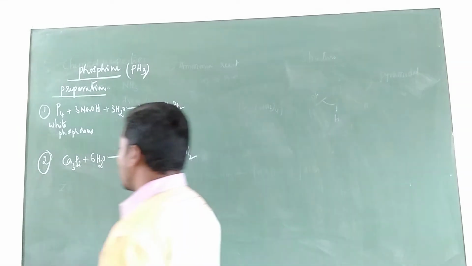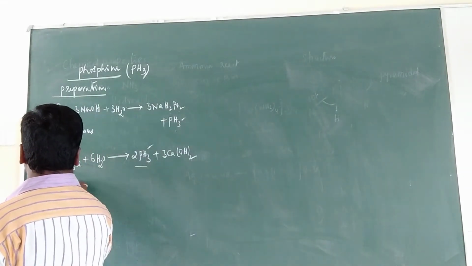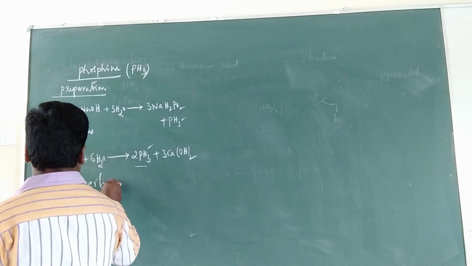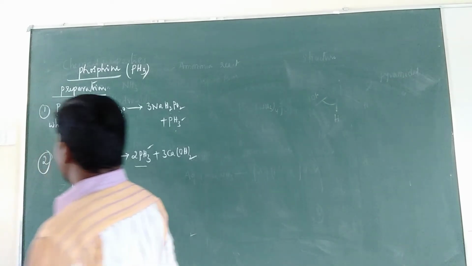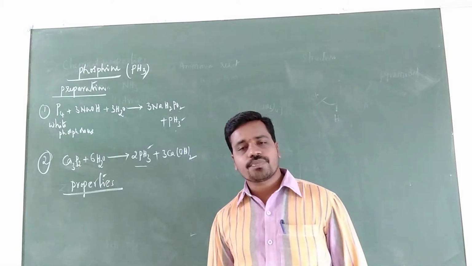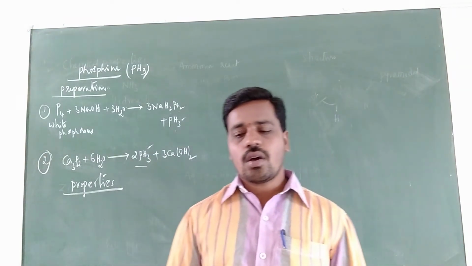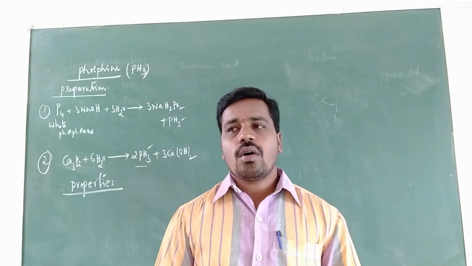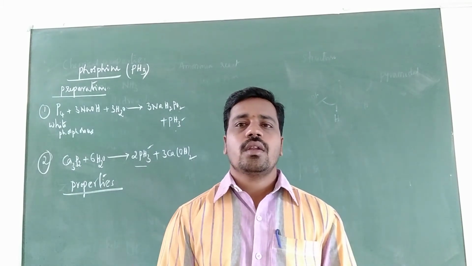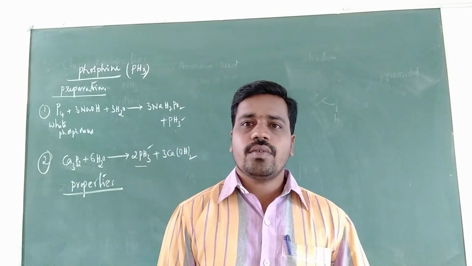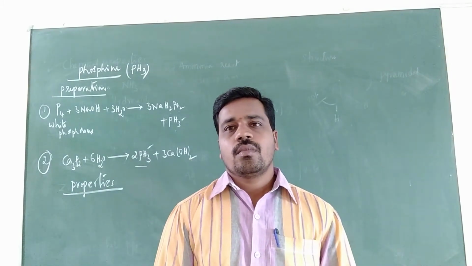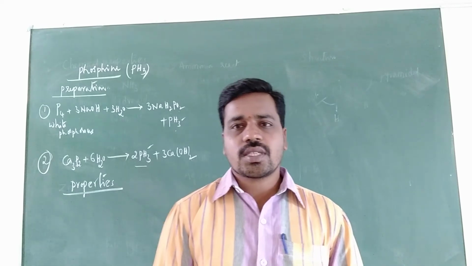Whereas coming to properties, phosphine generally reacts with oxygen, or on combustion, burns in air. When phosphine burns in air, that is, when it reacts with air, it forms P2O5, phosphorus pentoxide.